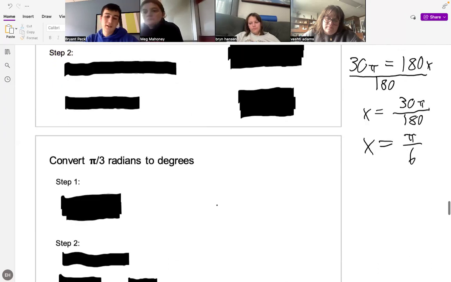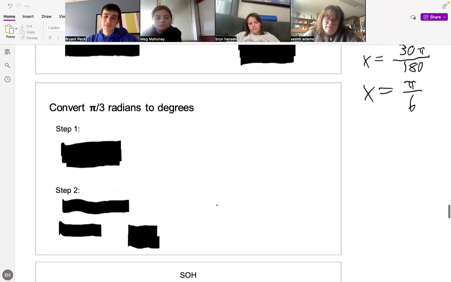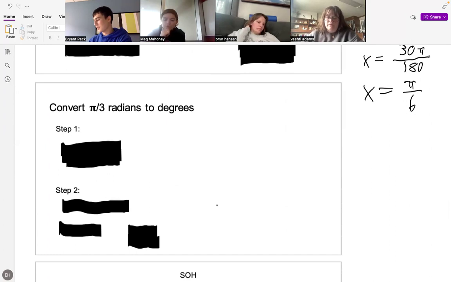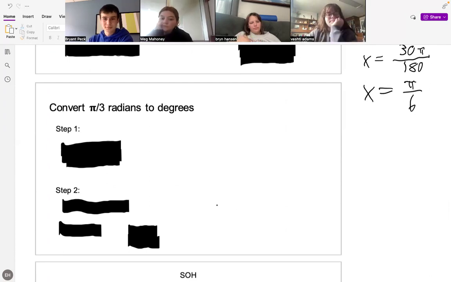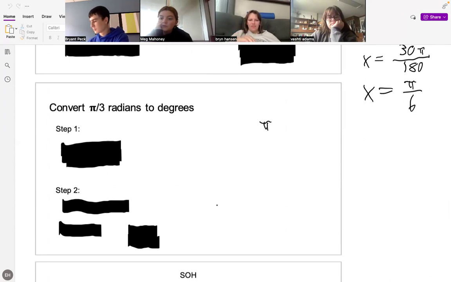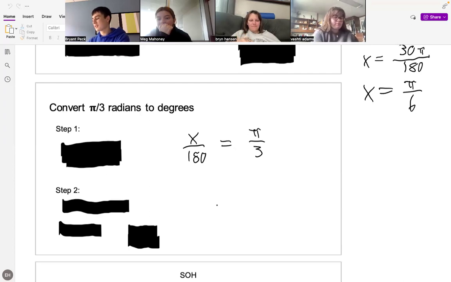So if we have one last example of converting from radians to degrees, how should I start this one? Is it pi over 3 and then x over 180? No. Let's see here. X over 180, and then like this. Sure. Well, the problem I have with this is that we don't have our original pi in here.